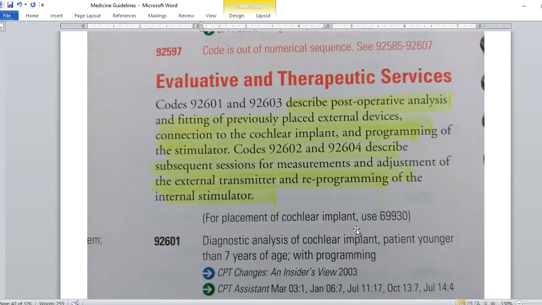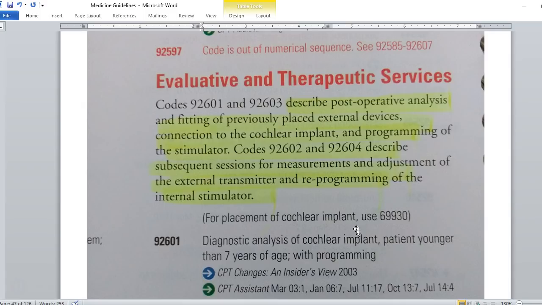Then we have the evaluative and therapeutic services. A lot of what medicine is, especially when we get to the cardiac section, is dealing with the things that we have already implanted in the body. When we're implanting a device that has a battery pack to it, we're going to have to tune that device to the patient. It could be a catheter for pain, it could be a pacemaker for the heart, or it could be a cochlear device. They have to be tuned and analyzed for the specific person. And usually these are done on a yearly basis.